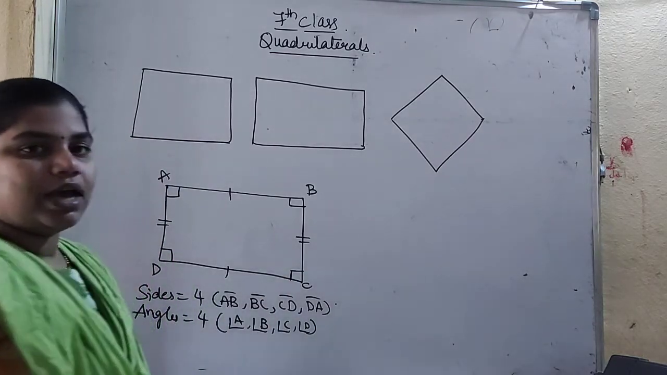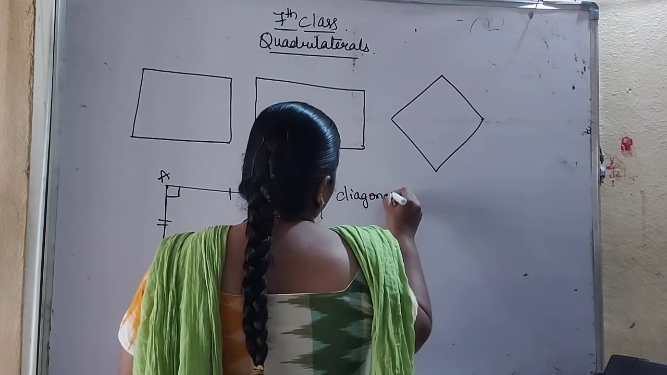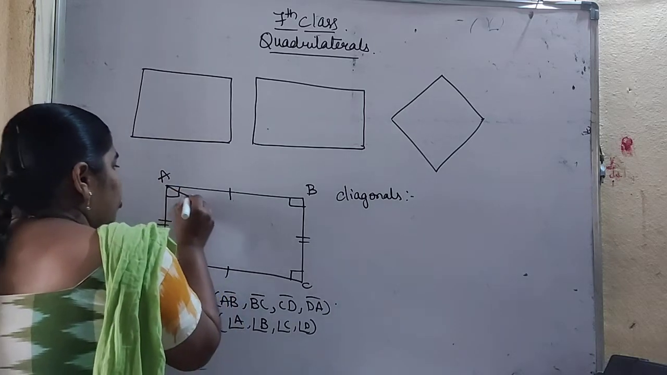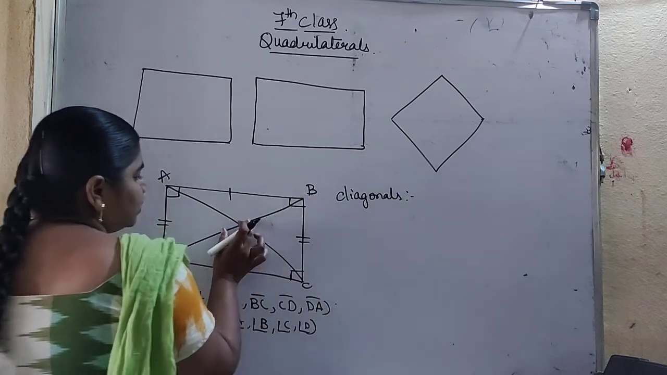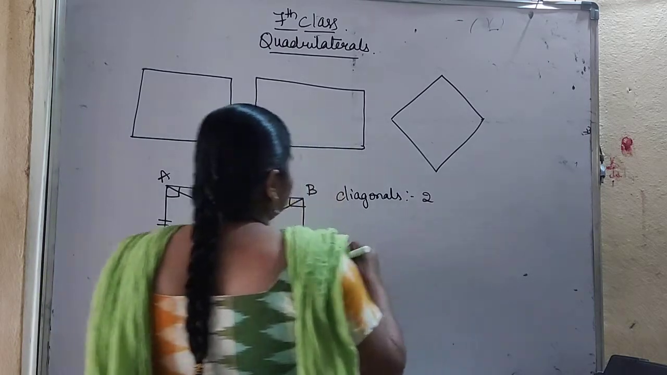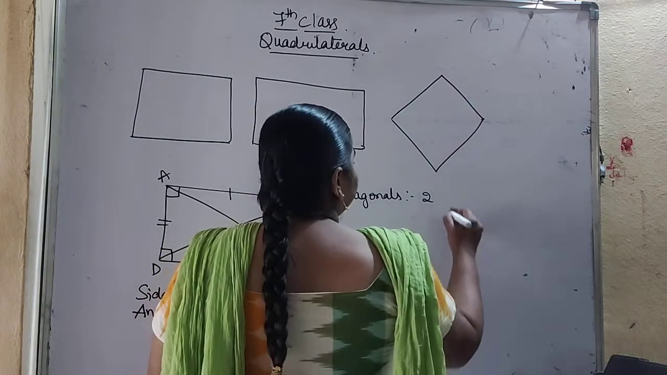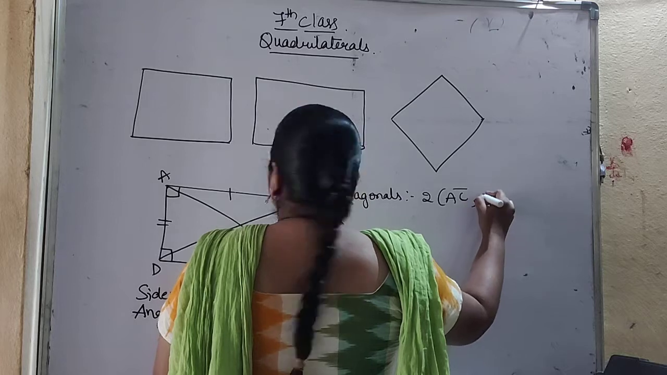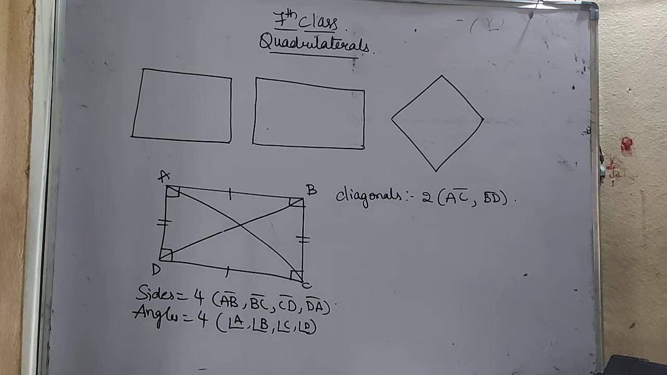If there are 4 angles, we are having 2 diagonals. So what are the diagonals? When the opposite vertices are joined with a line segment, we will call it a diagonal. These 2 lines we will call diagonals. So 2 diagonals are there. What are the diagonals? AC line segment and BD line segment are the 2 diagonals in the given figure.